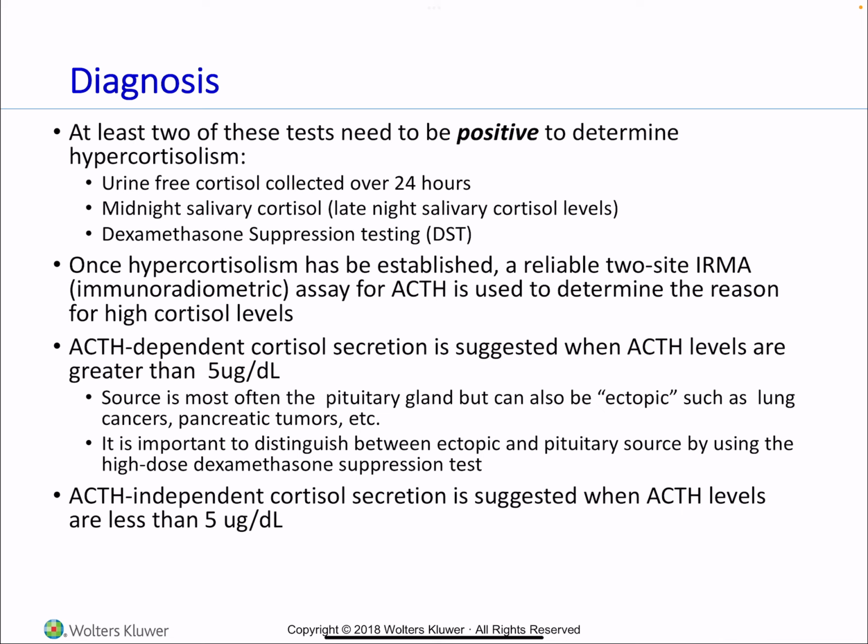The ACTH independent form helps in the diagnosis of Cushing's syndrome, and this is when the excess in cortisol comes from other sources.